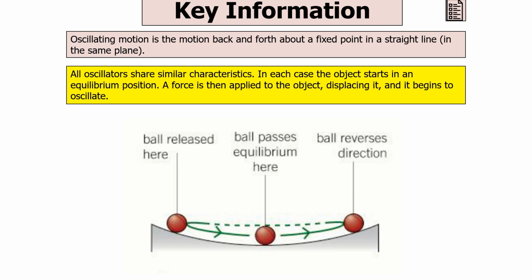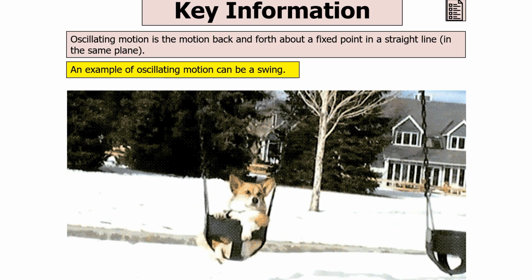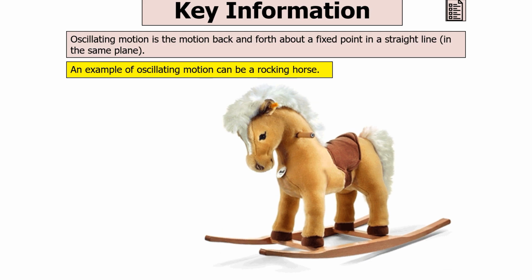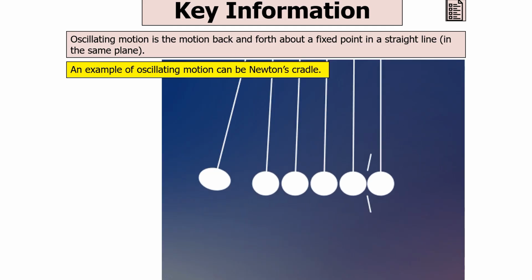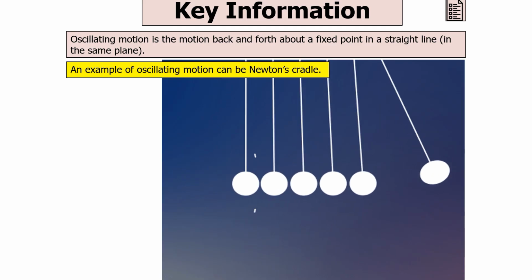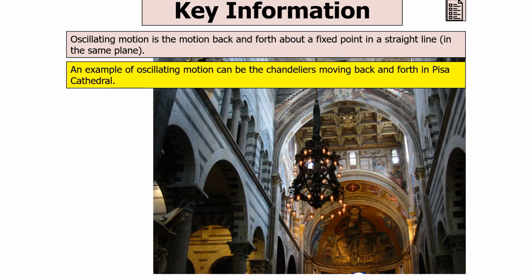Now, all oscillators share similar characteristics. In each case, the object starts in the equilibrium position, a force is then applied to the object, displacing it, and it begins to oscillate. An example of oscillating motion can be a swing. An example can be a rocking horse. An example can be a clock. An example can be Newton's cradle. An example can be a pendulum. And an example can be the chandeliers moving back and forth in Pisa Cathedral.